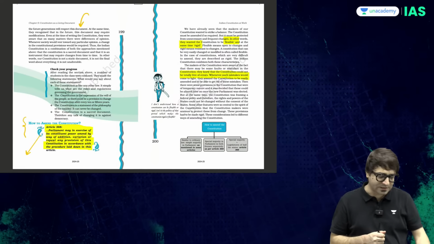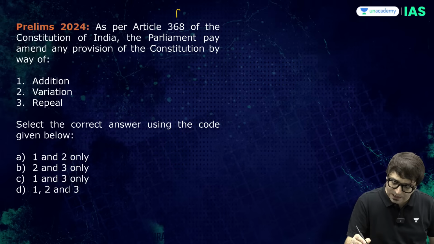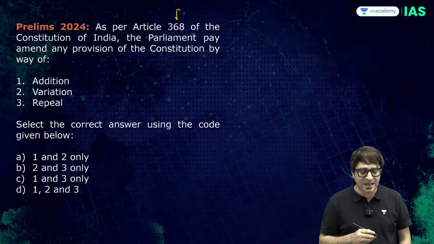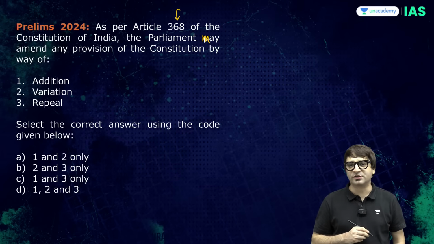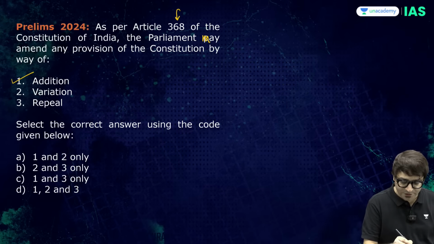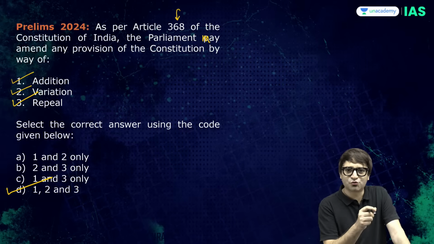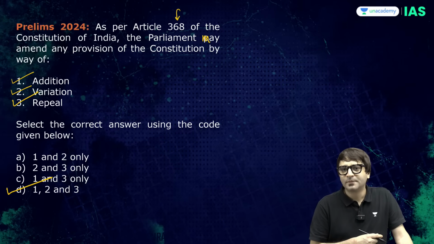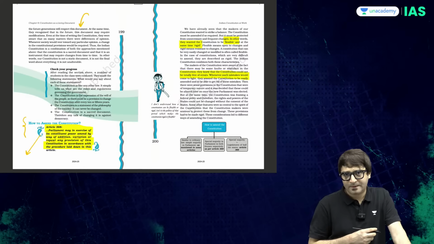And look at the question that was asked this year in the prelims examination. As per Article 368, the Parliament may amend any provision of the Constitution by way of addition, variation, repeal, all the three. This is the right answer. So this question you can easily answer by reading the NCERT. This is what we call amendment to the Constitution.